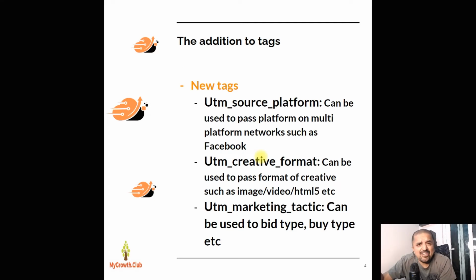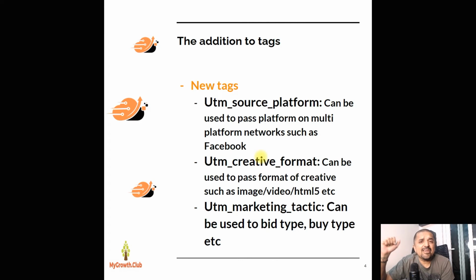Now that is being partially solved by 3 new tags. Which are these 3 new tags? The first one is UTM Source Platform. Now you can pass a platform for a multi-platform advertising network like Facebook. You can pass if you are running specific ads on Instagram, if you are running specific ads on Facebook, etc. So you can use this tag for passing the platform in case of multi-platform ad networks.